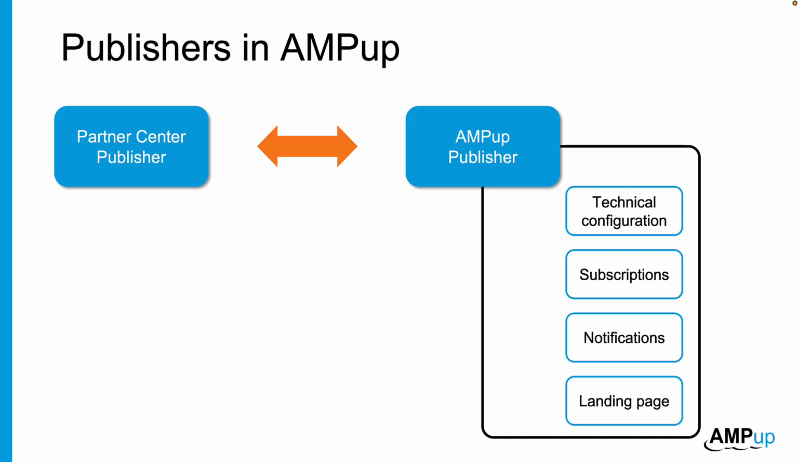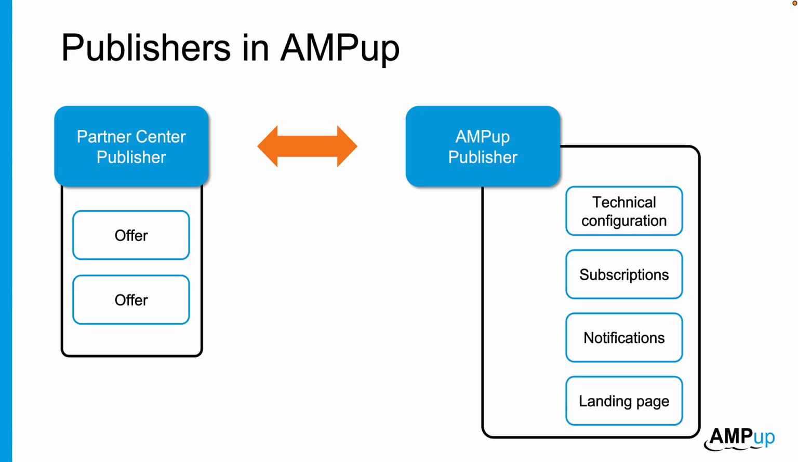An example of this might be that you set up email notifications for your publisher such that with each change to a customer's subscription, you'll get an email. And finally, the landing pages that are defined inside AMPup are also contained within publishers. Now, they are associated to offers just like the technical configuration. So remember that Partner Center publishers contain offers, and the AMPup publisher contains technical configuration. We copy those values from the AMPup side over to the Partner Center offers and publish those offers.